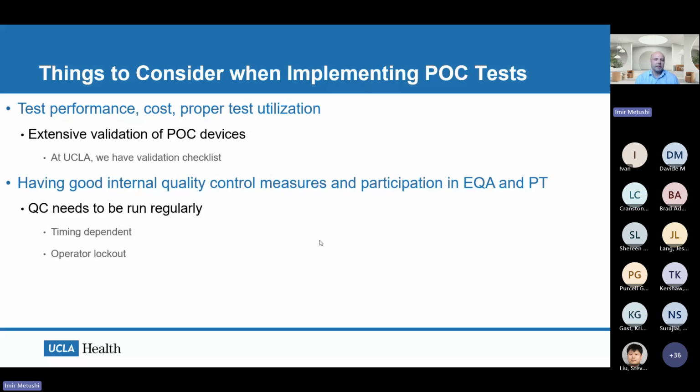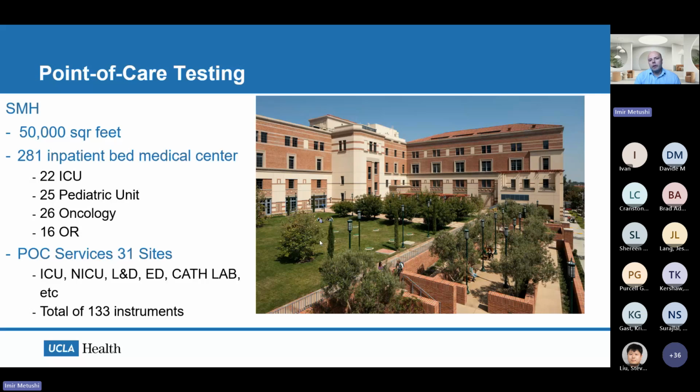You want to be able to have a system for assessing test performance, performing validations, assessing cost, and test utilization. And also setting up and maintaining good quality control and participating in proficiency testing, internal quality control assessment plans, or something else that you may be doing. And so having things like QC operator lockout can become very useful in trying to help maintain that quality piece within this testing.